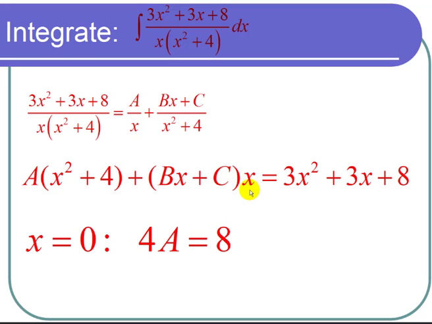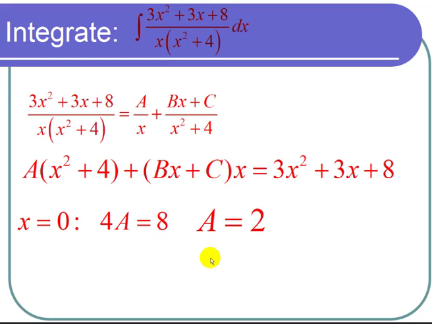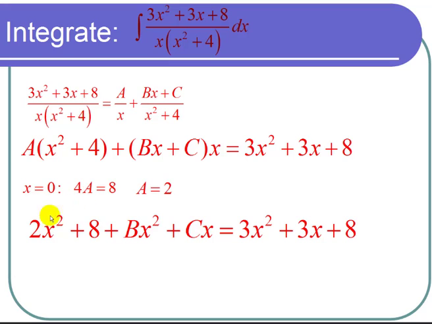This term goes away, and 0 plus 8 is just 8, and I get 4A equals 8. Divided by 4, that gives me A is equal to 2. So now if I plug A equals 2 in here, I get 2 times x squared plus 2 times 4, or in other words, 2x squared plus 8, and now multiply the x through, and I get Bx squared plus Cx equals the right-hand side.